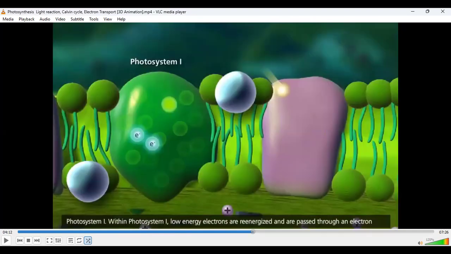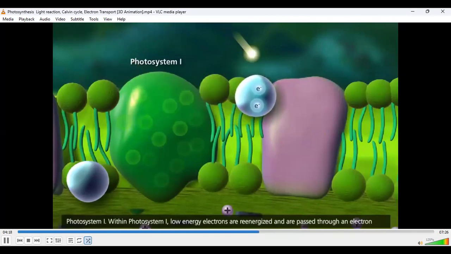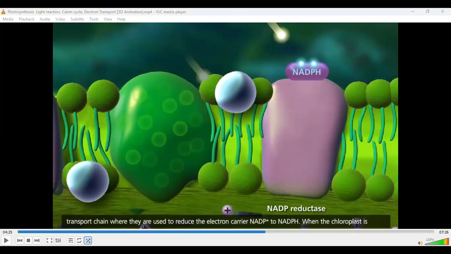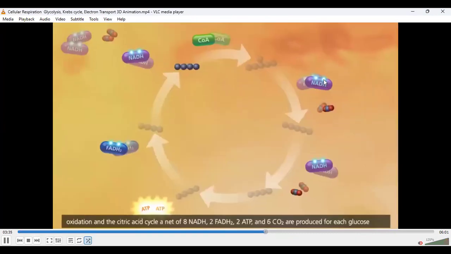So they are transferred with 2 electrons. Yes, look. Within photosystem 1, low-energy electrons are re-energized and are passed through an electron transport chain where they are used to reduce the electron carrier NADP+ to NADPH. See? So these are electrons that carry the energy of the sun, right? Now, we have extracted these electrons. We have extracted the energy. See? So we still have energy in these electrons, right?